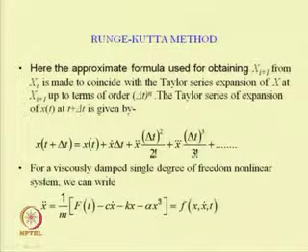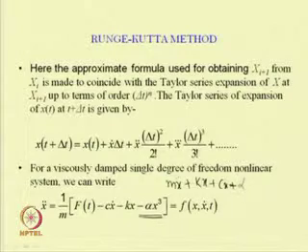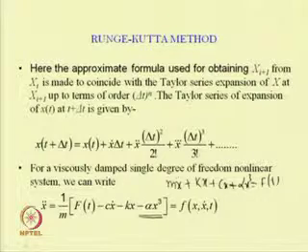So, let us take this example: the viscously damped single degree of freedom system. We have taken this nonlinear equation here. Our original equation is in this form: m x double dot plus c x dot plus k x plus alpha x cubed equal to f(t). Now this acceleration term x double dot can be written as 1 by m times f(t) minus c x dot minus k x minus alpha x cubed.